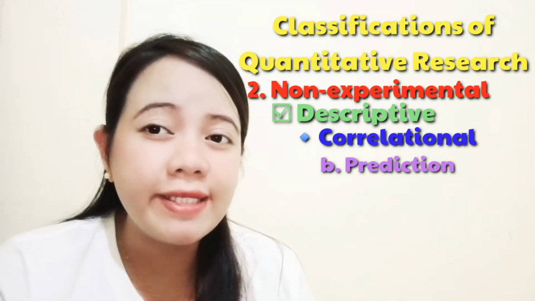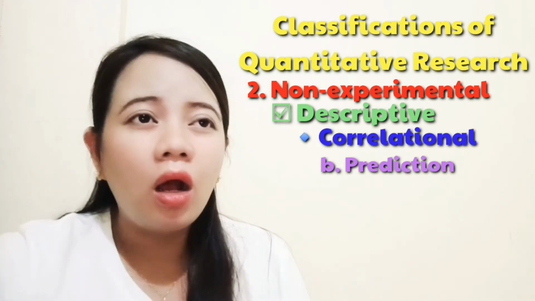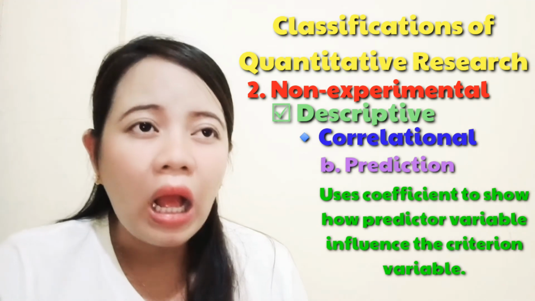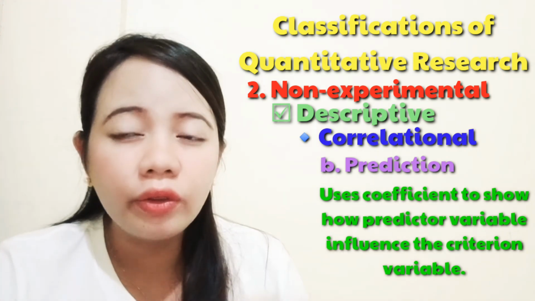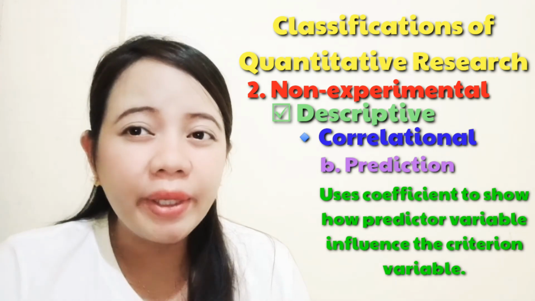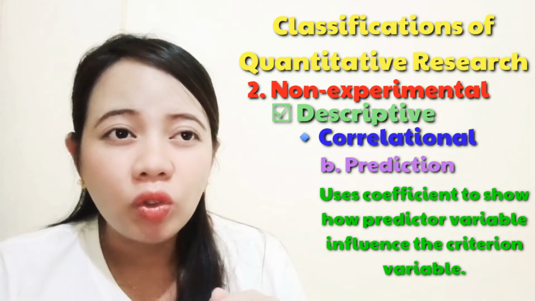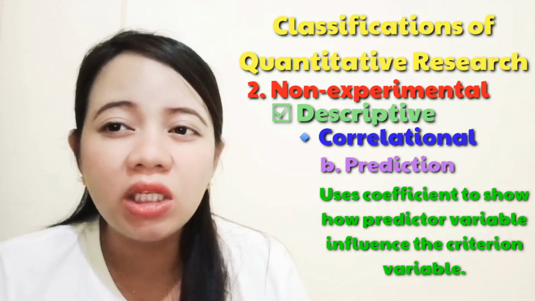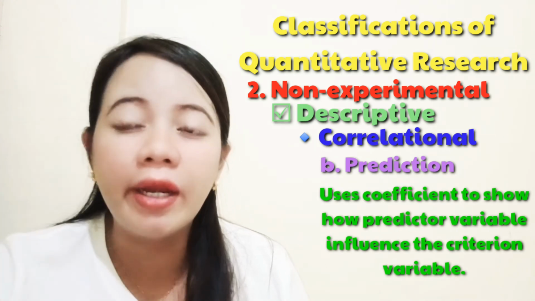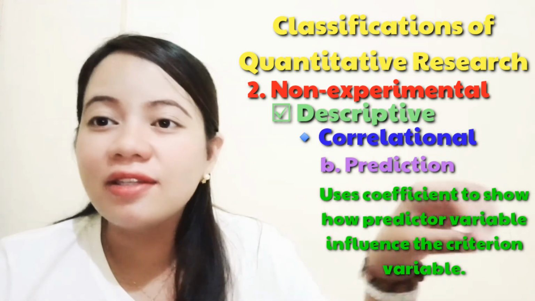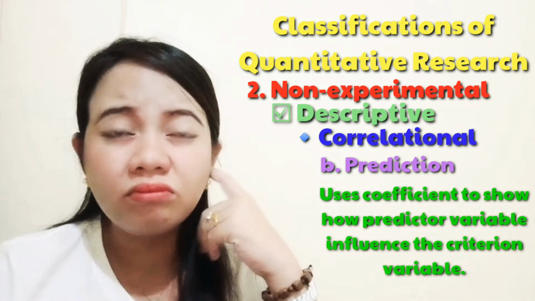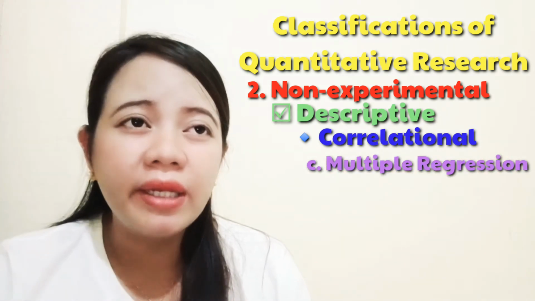Prediction studies na kung saan, guys, we use coefficient to show how one variable, or yung itong unang variable natin na tinatawag na predictor variable, predicts another, okay? Or the criterion variable. Ibig sabihin, sa existence ng isang variable na to, you will be able to predict another variable that might exist dahil dito sa first existing variable. Ganun siya.